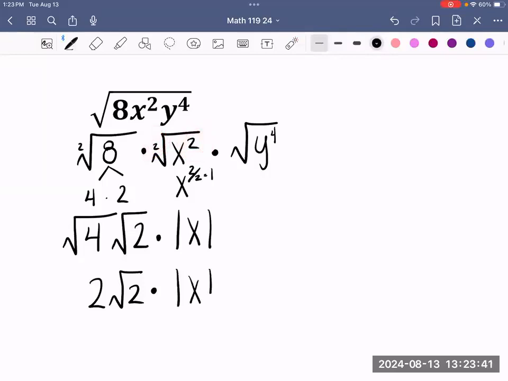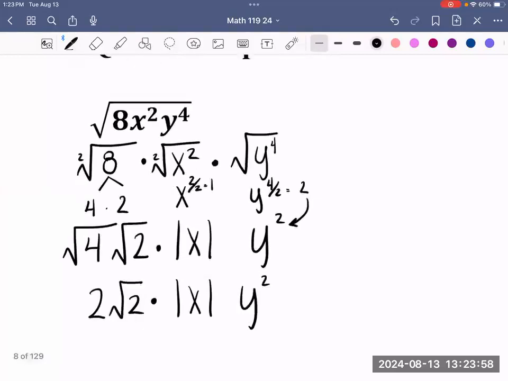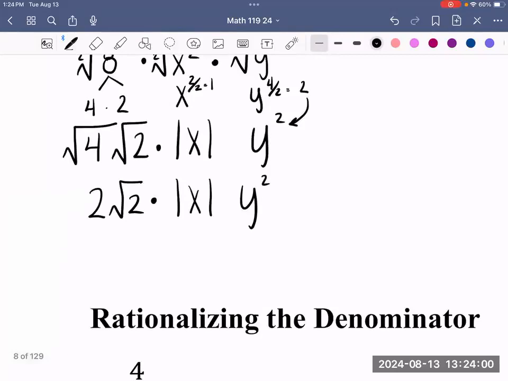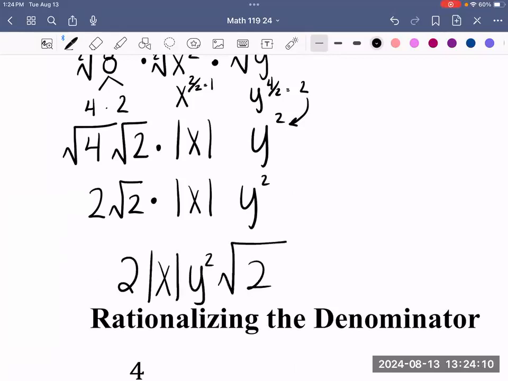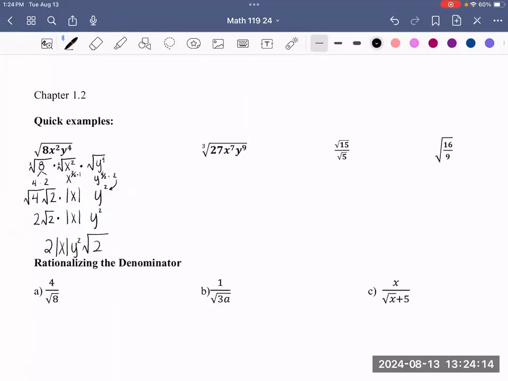Okay. And one more. Y to the 4th divided by 2 is equal to 2. So we now have y squared. So putting it all together, because I would hate if you left your answer like this after all that work, we have 2 times the absolute value of x times y squared with the square root of 2. Let's try it again.